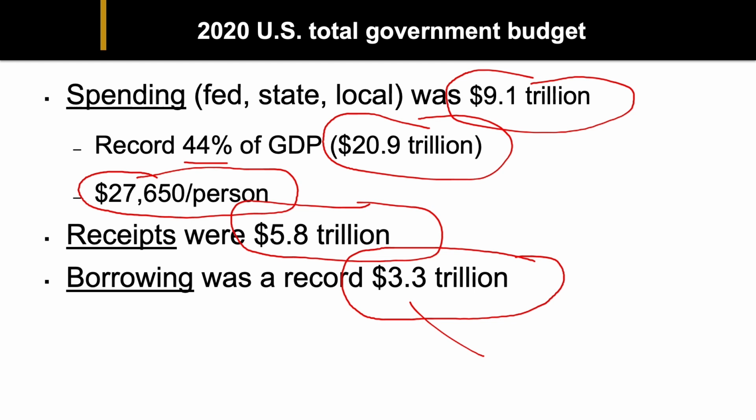Almost double the previous record of borrowing. The previous record of borrowing occurred during the Great Recession, and that was something like $1.7 trillion at the highest level for one of the years during the Great Recession. So this was much more borrowing, much more spending than ever in the past.